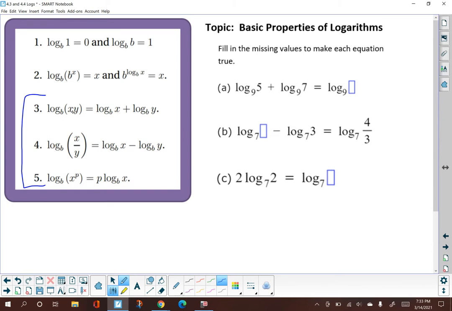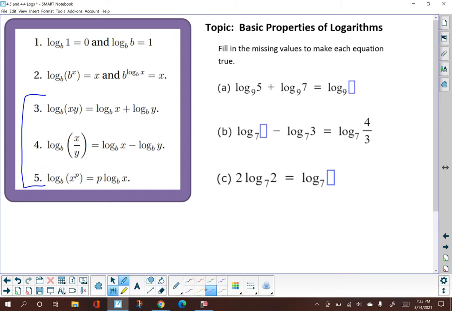The log of a product is the sum of the 2 logs. So we can expand multiplication into the addition of 2 logs. Log base b of a quotient becomes a log minus a log. And if we have a log of something to a power, you can bring the power down as a coefficient. So those are our 3 properties, and you have studied logs before, so this is kind of just a quick review of these properties.